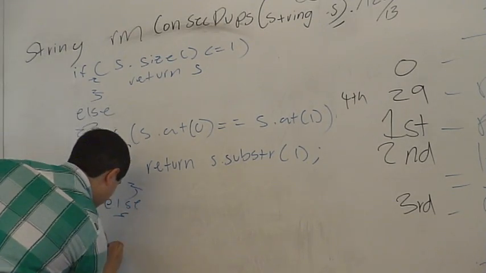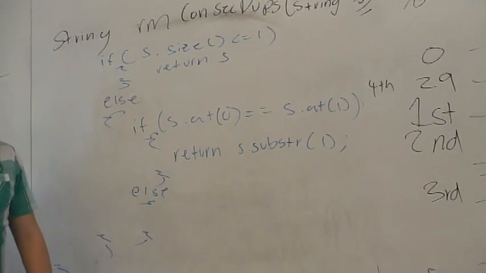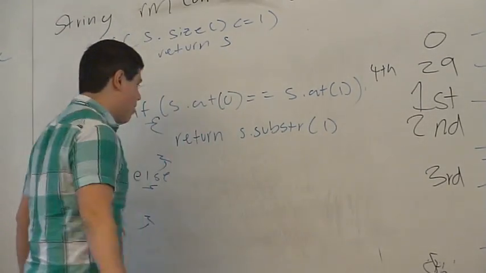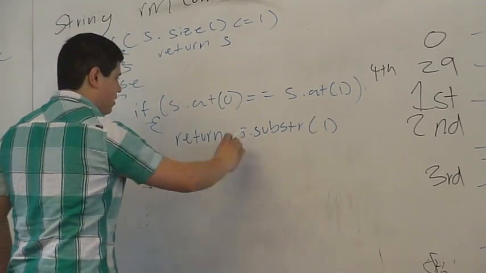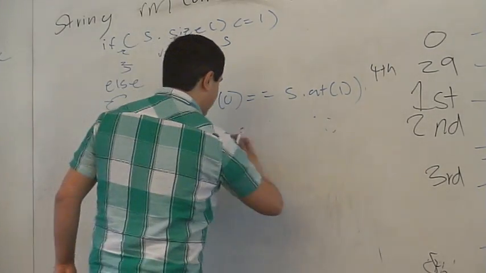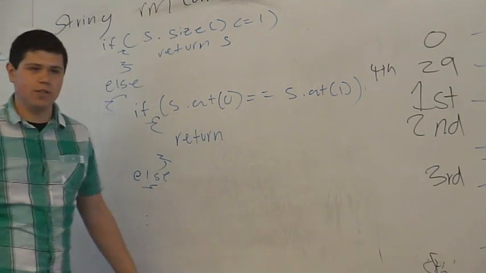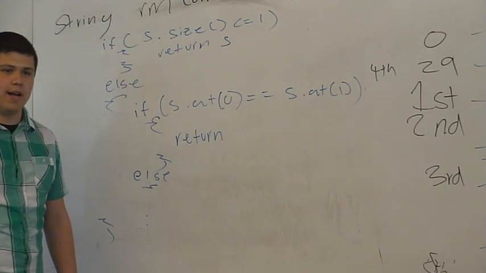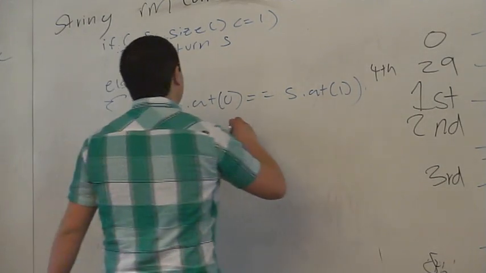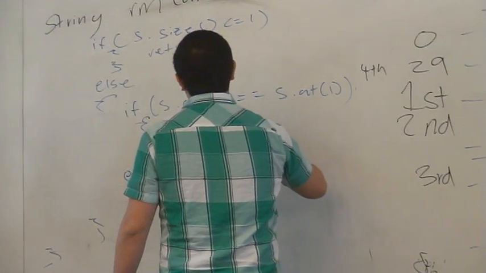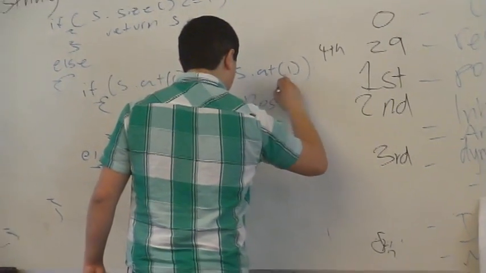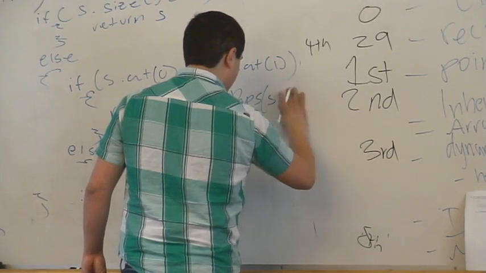Otherwise, these are not equal. So what do I do then? The recursive call. I'm actually missing a part. So return s dot substring of 1. No, that's not the complete answer. So what if there's duplicates after s at 1? Call it recursively. Yeah, we need to call recursively. So call remove duplicates on s dot substring.